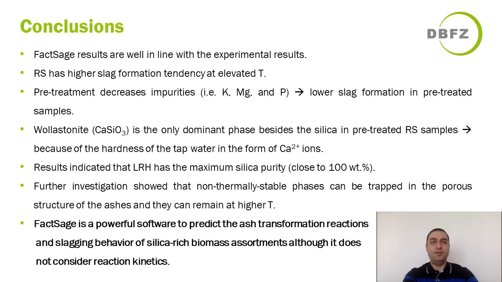The result of leached rice husk showed that the maximum purity is coming from the acid leached rice husk, and we can reach almost 100 weight percent purity in this sample. Further investigations in this field showed us that the non-thermally stable phases can form and be trapped in the crushed porous structure of the material, and they can remain at higher temperature in the experimental data, which is not possible to simulate in FactSage. All in all, FactSage is a powerful software to predict the ash transformation reaction and the slagging behavior of silica-rich biomass assortments, although it cannot consider the reaction kinetics.